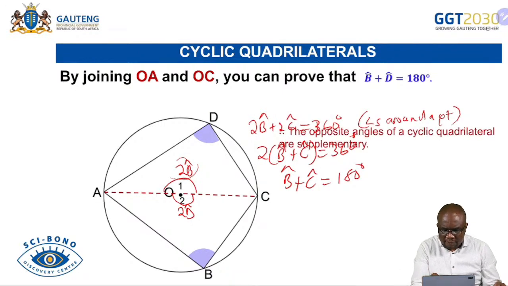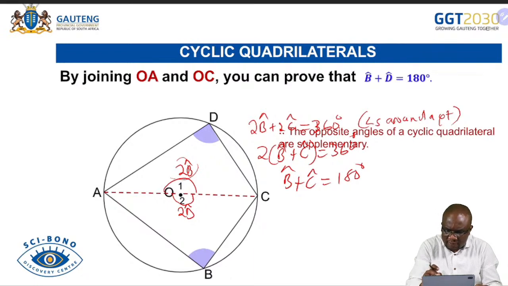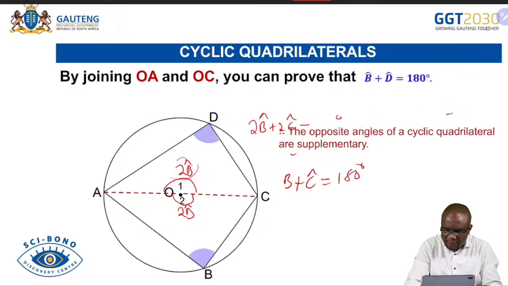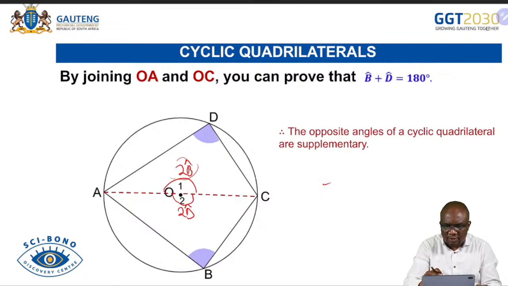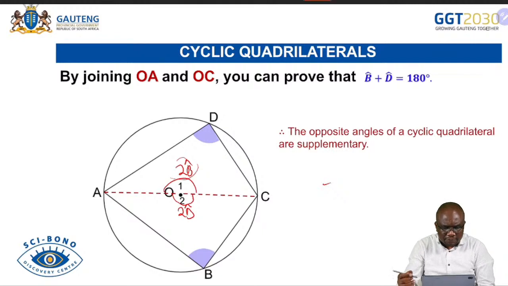I was saying the opposite angles. Should I erase this so that you can see? It looks clumsy now. Where is the eraser? You can erase this and see this thing nicely. You can see now the opposite angles of a cyclic quad are supplementary. Don't forget that. Right, let's move on.